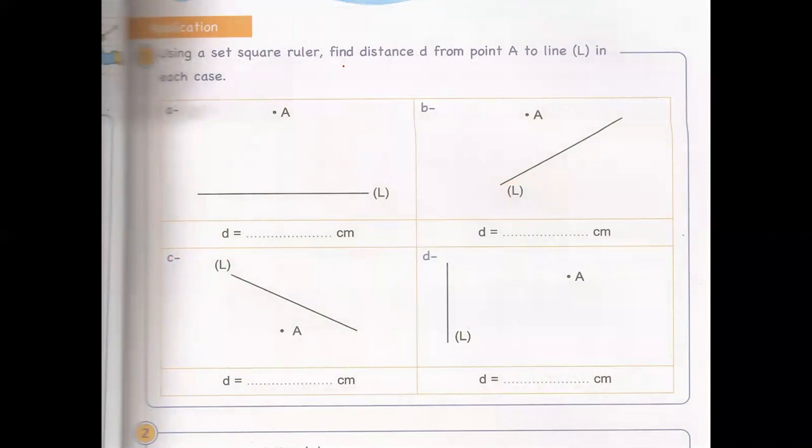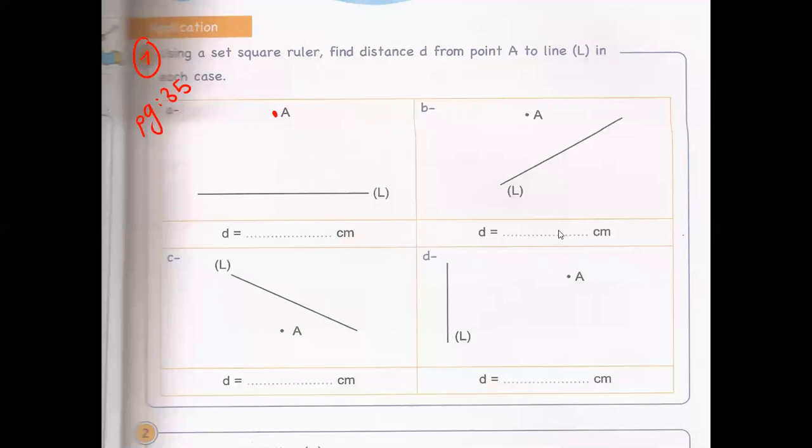Now use a set square ruler. Use a set square ruler in order to find the distance from a point to a straight line. This is exercise 1, page 35. I will do just the first one, then we will continue parts B, C, D together in the Zoom period. For part A, we will use a set square ruler to find the distance from the point A to the straight line L. I will show you how.